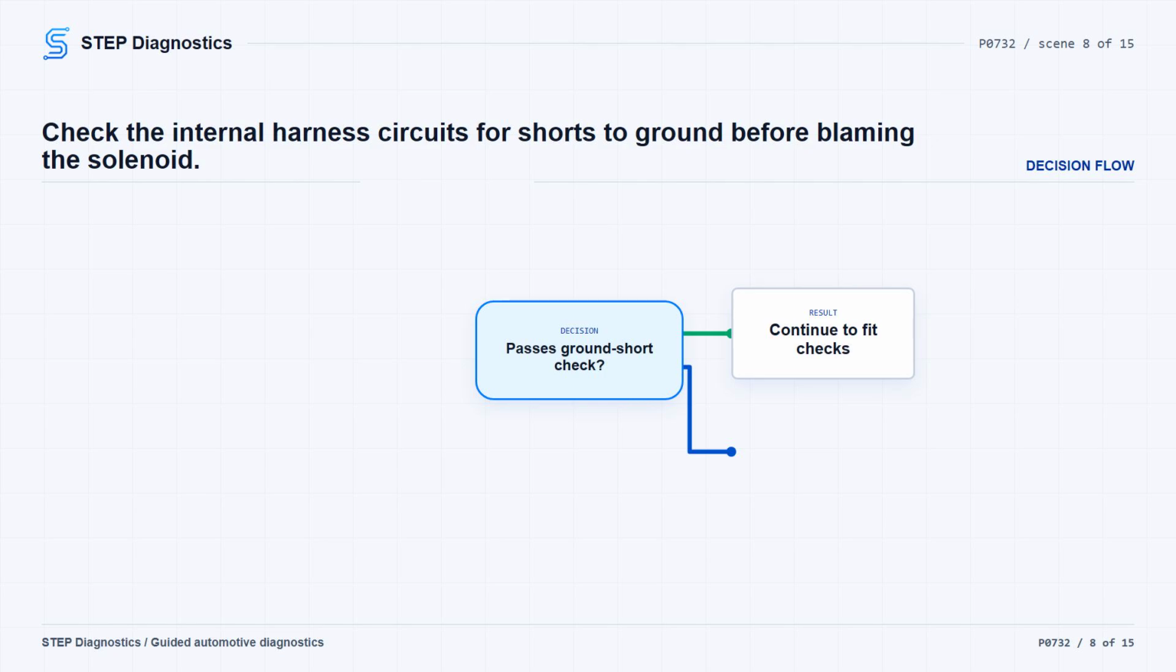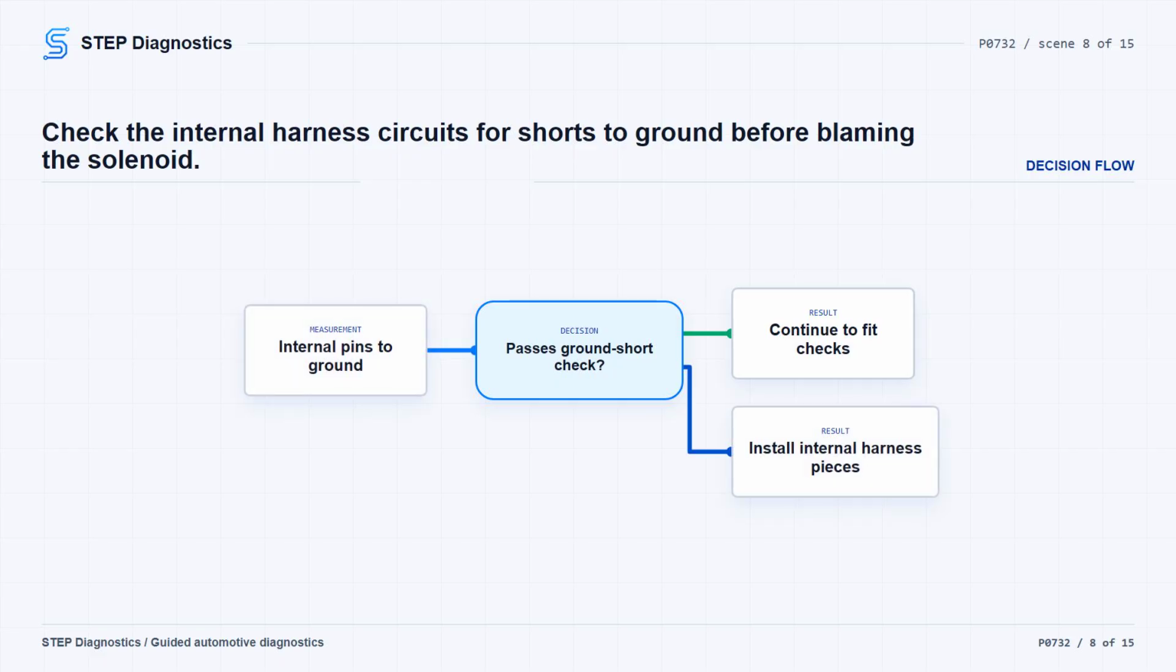The pass point is the resistances less than 3 ohms on the suspect circuits? If yes, continue. If no, install a new transmission internal wiring harness, both pieces. Then check those internal harness circuits for a short to ground. For the TCC side, measure transmission component side pin 11 to ground and pin 25 to ground. For the line pressure control side, measure transmission component side pin 11 to ground and pin 24 to ground. The pass point is the resistances greater than 10,000 ohms on the suspect circuits? If yes, continue. If no, install a new transmission internal wiring harness, both pieces.